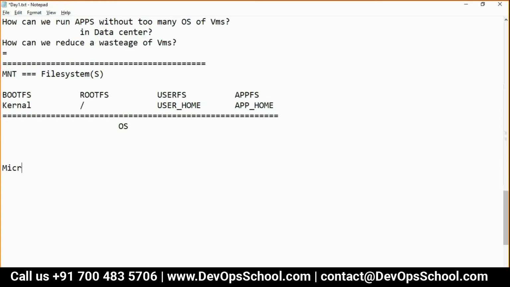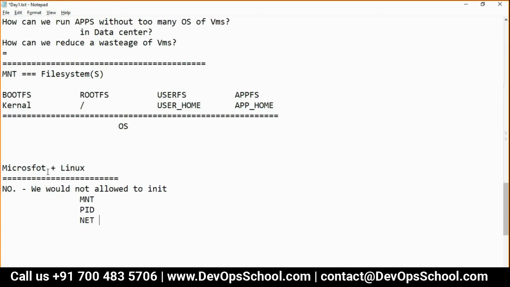Microsoft and Linux. These organizations say no, we would not allow initializing MNT, PMAP, PID, and network to each user. The question is, why were they not allowing?